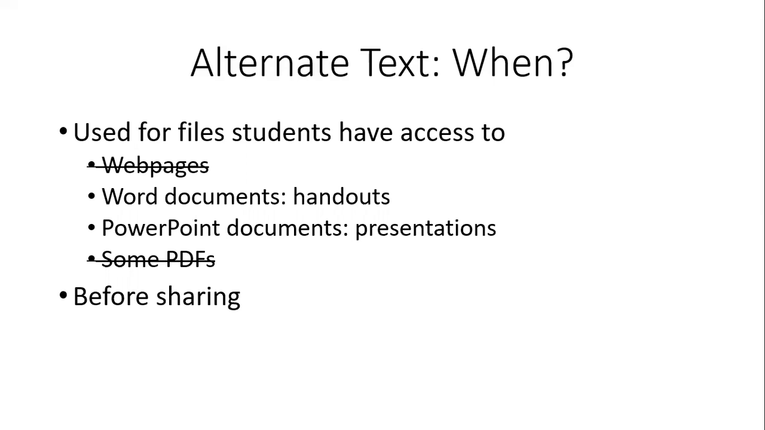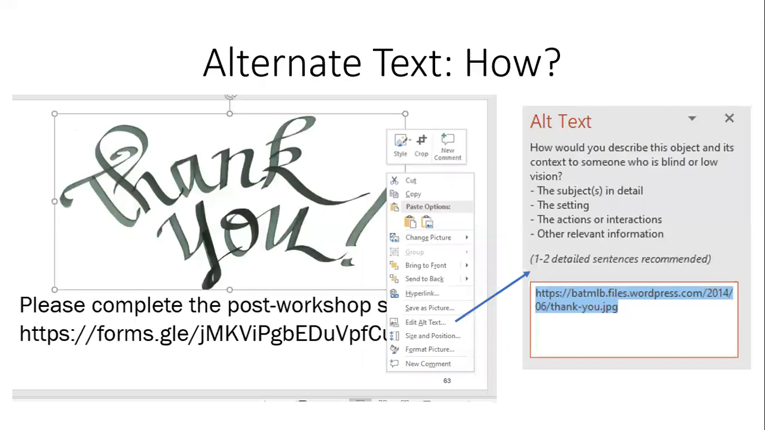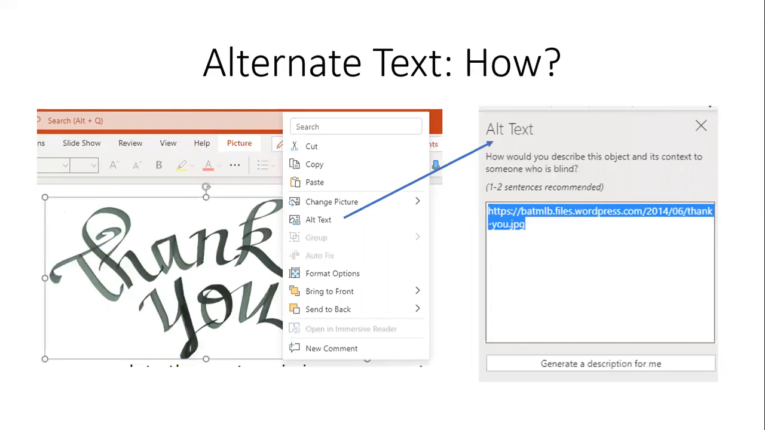But how do we create alt text for images? In the desktop version of PowerPoint or Word, right-click on the image and click Edit Alt Text in the context menu. In the online version, it's the same process, but the option on the menu is just alt text.